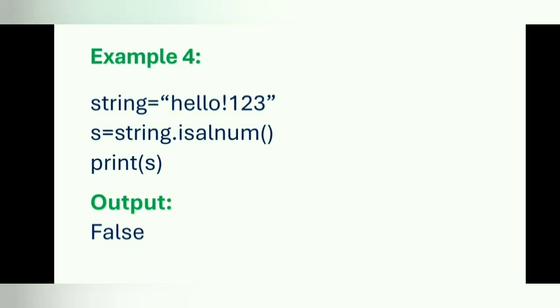Example 4. In this example, we assign the string value hello exclamation mark 123 to the variable string. In the following statement, we apply the string.isalnum method to this string. Then the print statement print s prints the boolean value. Here the output is false because the string contains an exclamation mark which is not an alphanumeric character. The string.isalnum method returns true if the string consists only of letters and numbers and is not blank. Otherwise, it returns false.